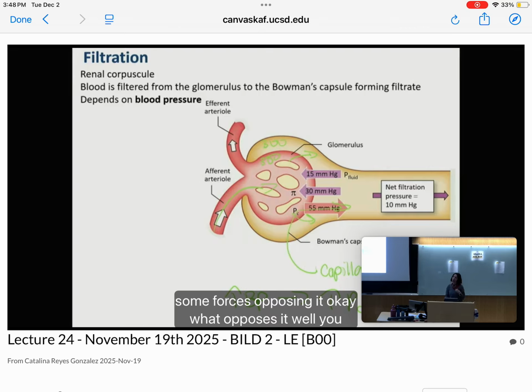There are some forces opposing it. What opposes it? Well, you have a filtrate now. You have fluid in that Bowman's capsule, so that's also going to produce a hydrostatic pressure moving fluid back into the glomerulus. And you have this osmotic pressure here. I told you that the big red blood cells cannot cross, and the big albumin and other big proteins cannot cross. Those are solutes that are going to generate an osmotic pressure, trying to suck water back in. So these two forces are going to oppose the capillary pressure, which is related to blood pressure.